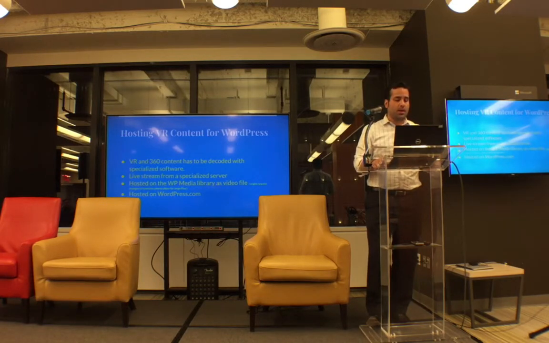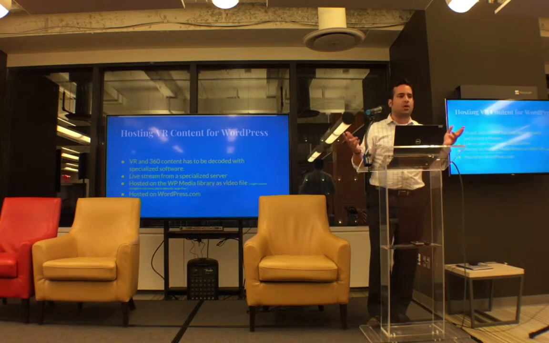You could host it on the media library. It might require you to tweak your WordPress so it allows for larger files. I'm sure we've all done that at one point or another. Or it could be hosted on WordPress.com. WordPress.com started supporting VR content a few months ago. So things like 360 video, panoramic pictures, and things like that.